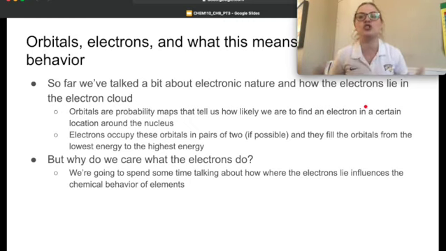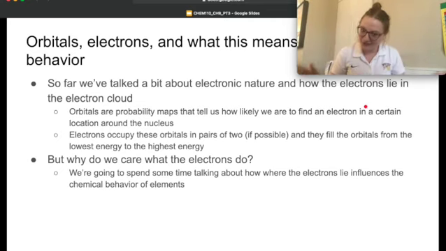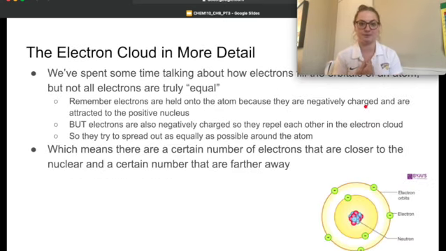But why the heck do we care about any of this? We're going to spend some time today talking about how this influences the chemistry these atoms can participate in. So let's talk a little bit more in detail about that electron cloud.